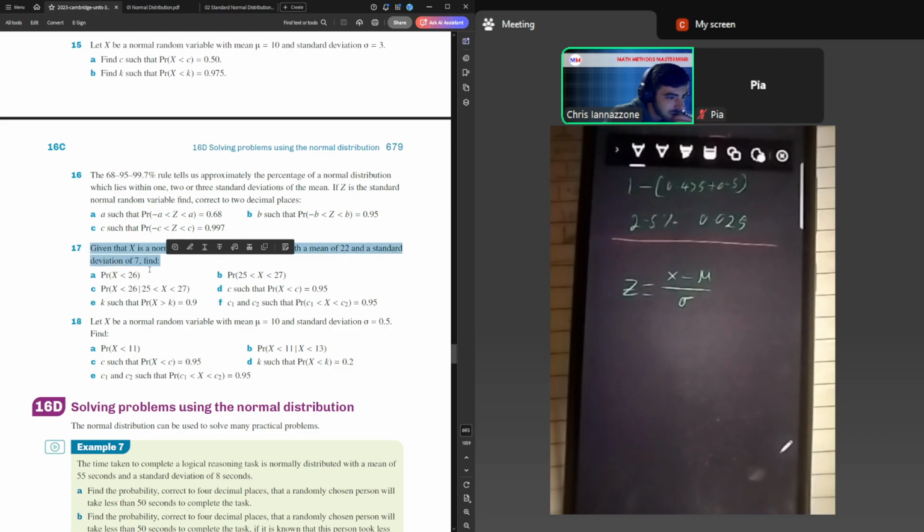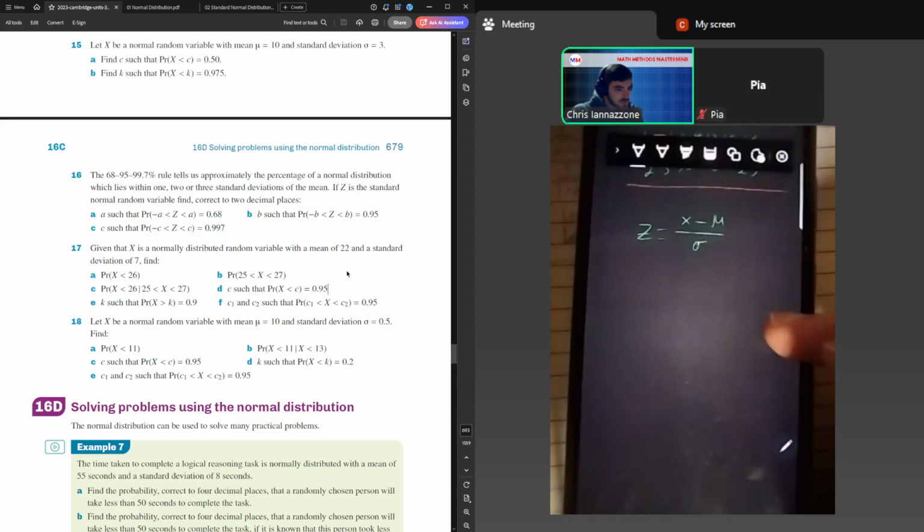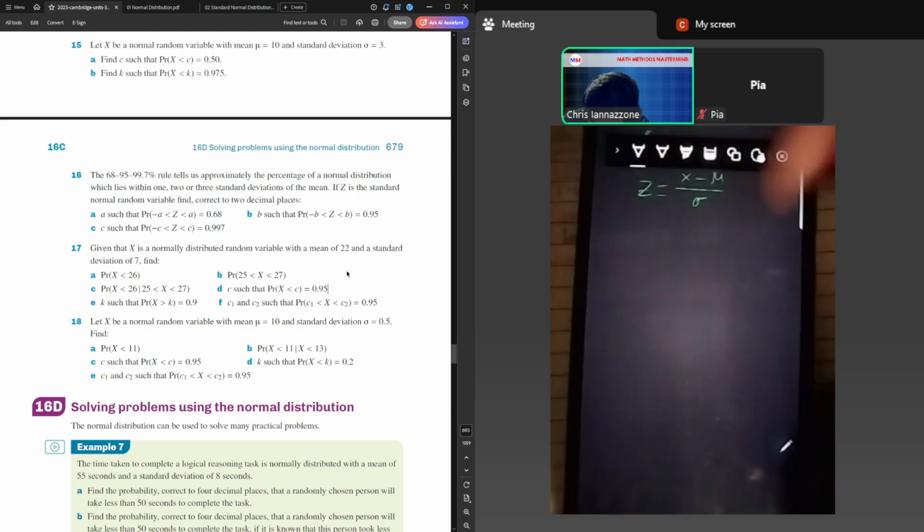Mean of 22, standard deviation of 7. Find these. This must be tech active because that's not a single standard deviation away. 22 isn't 7 removed from 26. Yeah, these are going to be tech active. So probably D would be a good one to try and talk about then in a tech active way. Find the value of C such that probability of X less than C equals 0.95. So have a read of D there while I draw up the normal distribution.